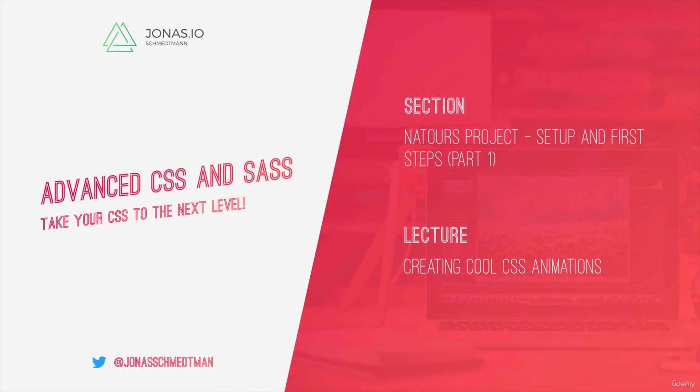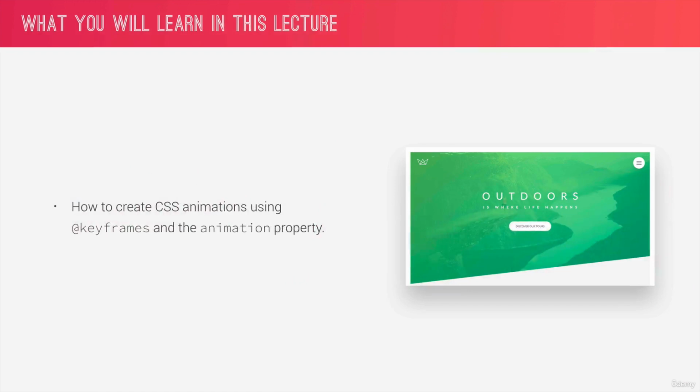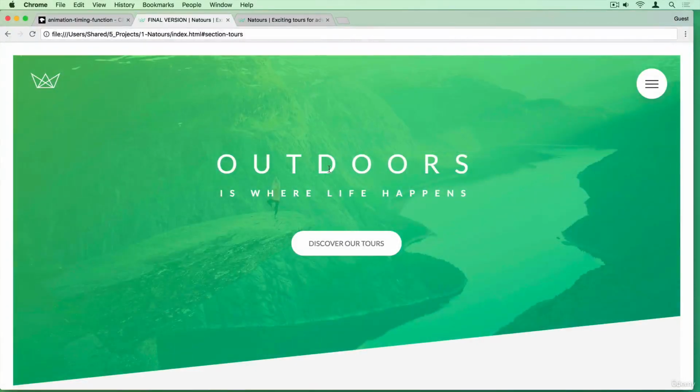It's now time for a very cool lecture, and one that I'm really excited about, because we're going to talk about how to implement CSS animations. So, as I said, you're going to learn in this lecture how to create CSS animations using the keyframes at-rule and the animation property. So what we're trying to do is this animation that we're going to see here.